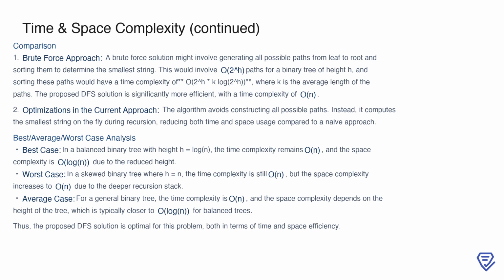Analyzing the best, average, and worst cases, the time complexity remains O(n) throughout, as every node is still visited once. However, space complexity depends on the tree's height. For balanced trees, where h is log n, the space complexity is O(log n). For skewed trees, where h equals n, it increases to O(n). Overall, this DFS approach is optimal for the problem, balancing both time and space efficiency.